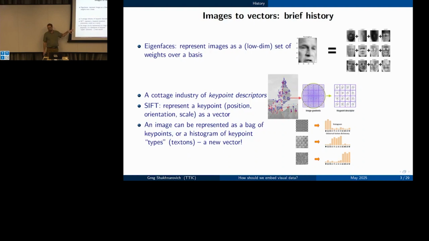You can do all kinds of things on top of that, in some sense similar to eigenfaces. You can say, I will take these descriptors, cluster them, and assign every point in the image to one of those clusters. Now my vector will be the histogram over different types of features. That's a new vector instead of the original bag of vectors.